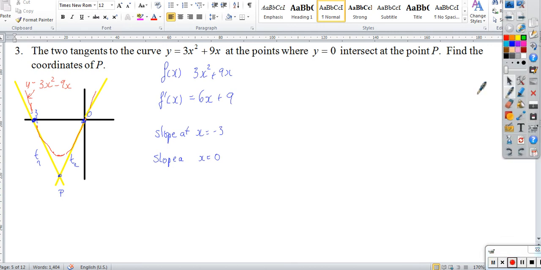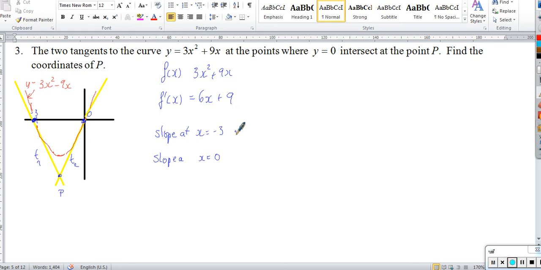So let's get going. Let's first find the slope at -3. Well, I'm going to have to evaluate f prime of -3, which is 6 times -3. I substitute -3 in here, yeah? Plus 9. That equals -9. And I'm going to do the same thing at 0. f prime of 0 equals 6 times 0 plus 9, and that is going to be 9. So the slope of this tangent is -9. That seems to fit, and the slope of that tangent is 9, and it's also good that they're nicely symmetrical because we're talking of a parabola.